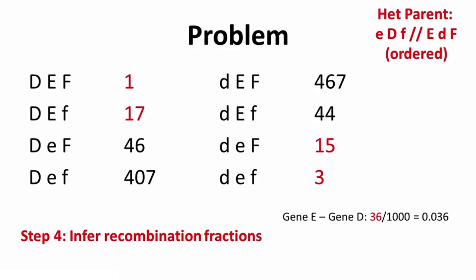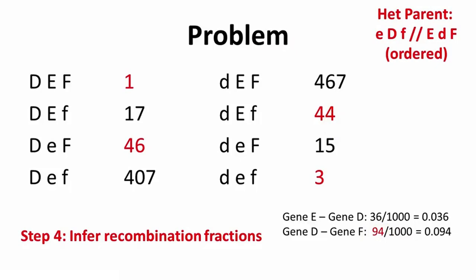Do the same thing for genes D and F. And again, we see the same sort of pattern here. Again, D and F in the parent are in the phase big D, little f, or little d, big F. So big D, big F, or little d, little f are now recombinant. So when we add those numbers up, we get 94. Okay, so the recombination fraction in this case would be 0.094, or 9.4%.